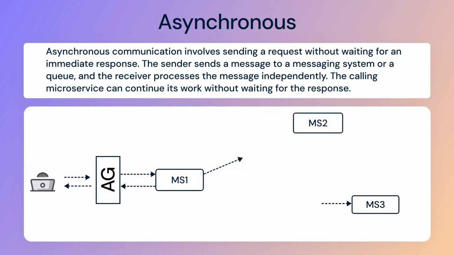In the example here, microservice 1 sends a request to the messaging queue and microservice 2 takes from the queue whenever it is available. So microservice 1 needs not wait. It will continue doing its work.